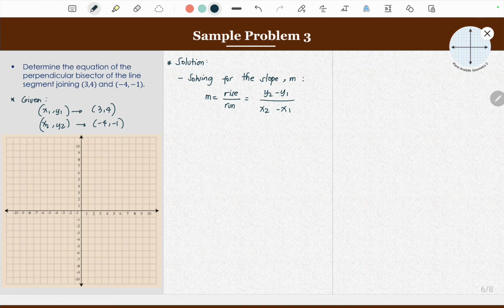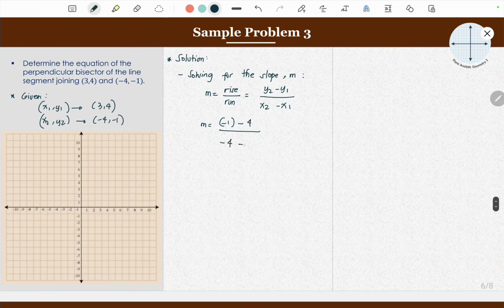We have m is equal to -1 minus 4 over -4 minus 3. So this is -1 minus 4 over -4 minus 3. Or m is equal to, this is -5 over -7, or 5 over 7. Now, what is the slope of the perpendicular bisector? So, what is perpendicular bisector, by the way?